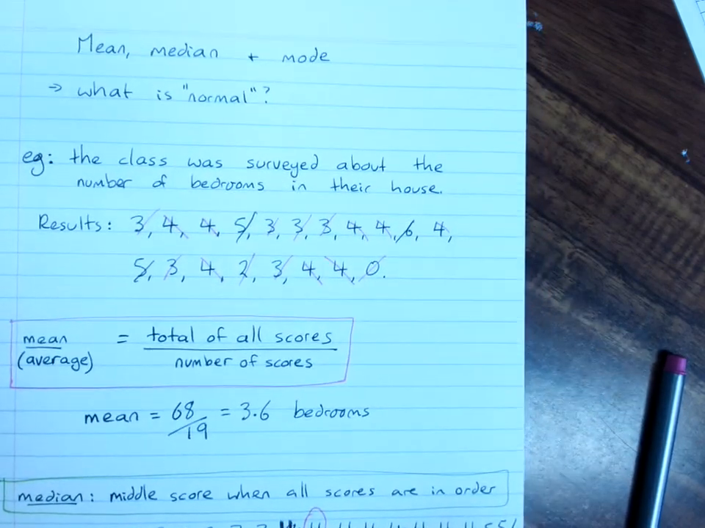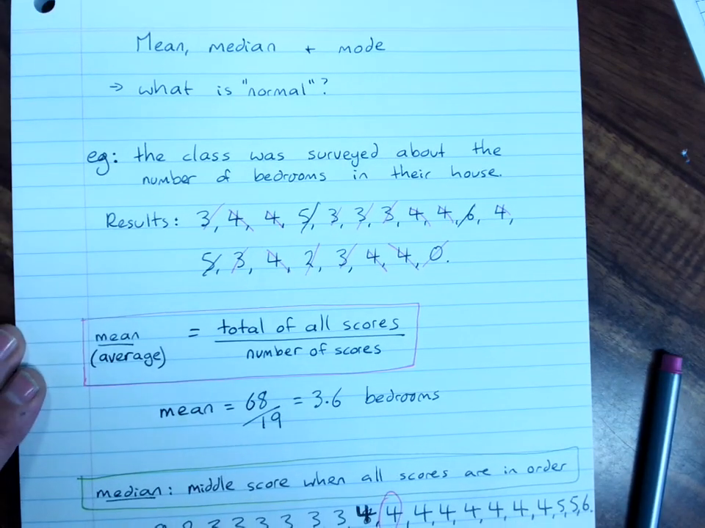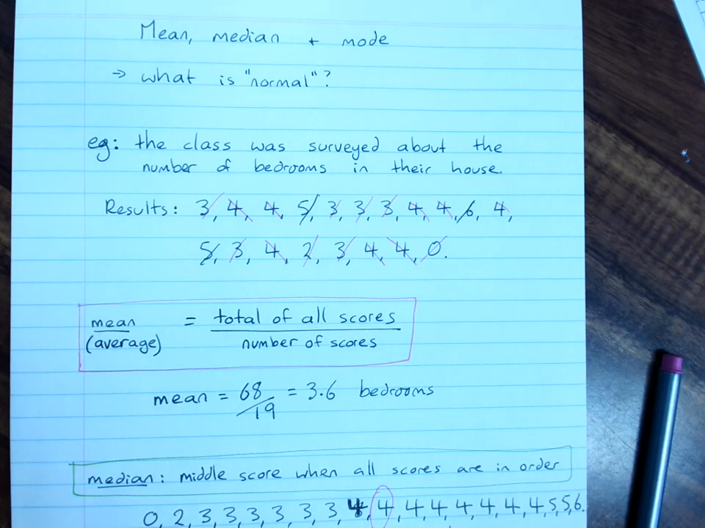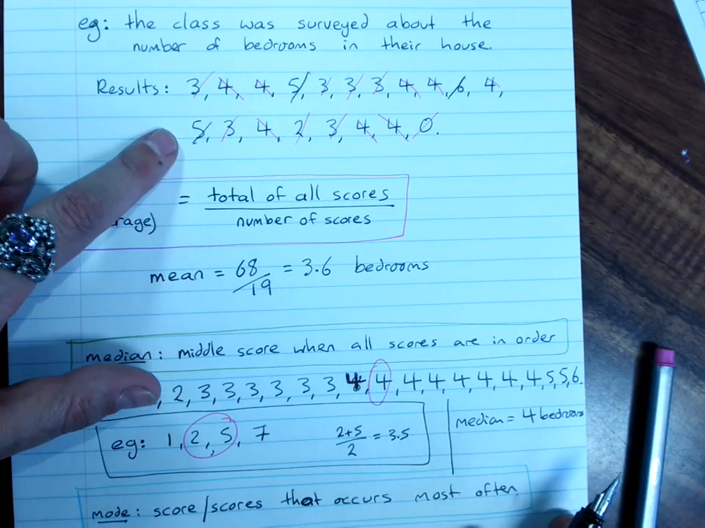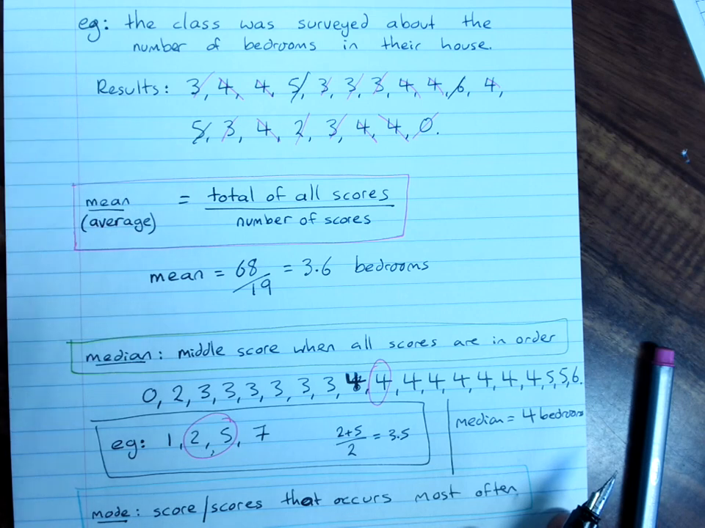So that's just an introduction to mean, median and mode. We'll learn more about how to calculate them later, but they're all about finding out what is normal. And for this group here, we can probably say that it's normal to have 3 or 4 bedrooms.